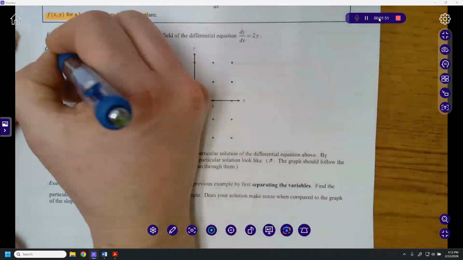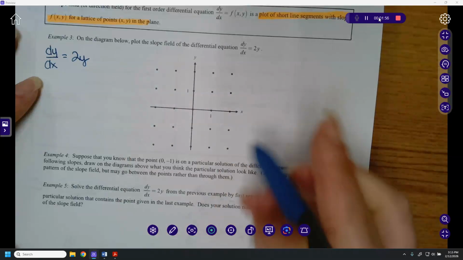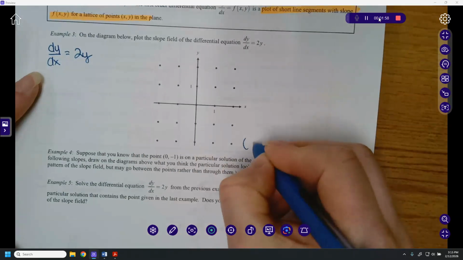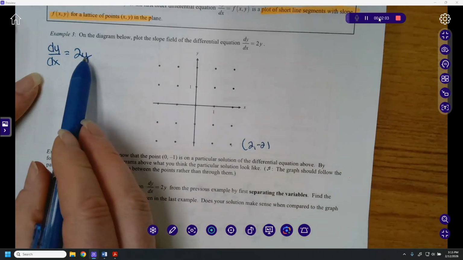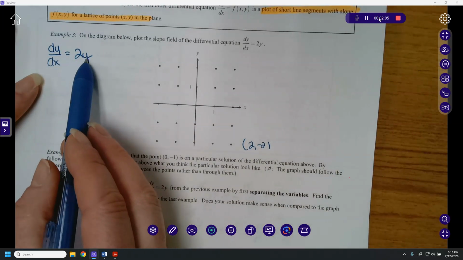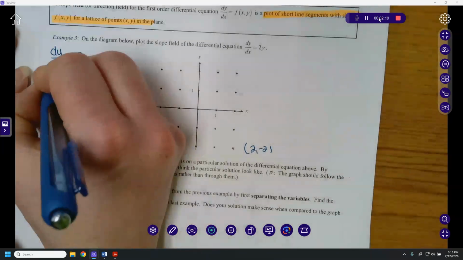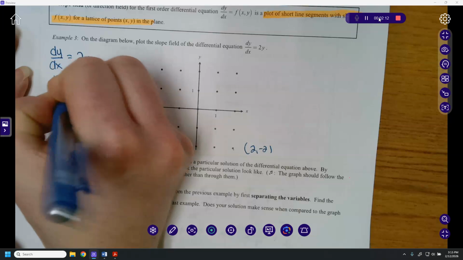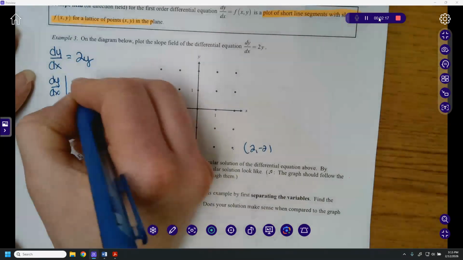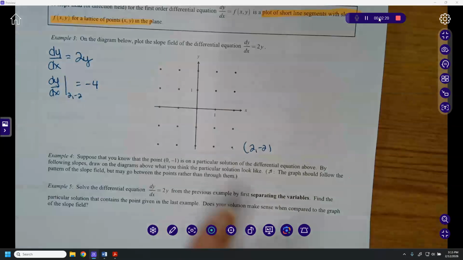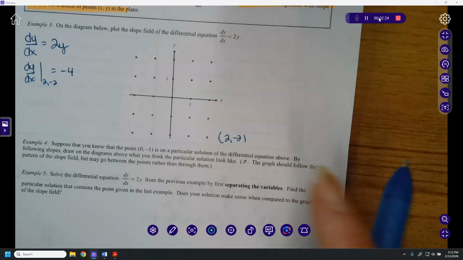our points for dy/dx equaling 2y. We take a point, for instance, this is the point (2, -2), and I would have to plug 2, -2 in for x and y. Well, there's no x, so I'm just plugging in y. What's 2 times -2? It's -4. So I would say then dy/dx at (2, -2) is going to equal -4.